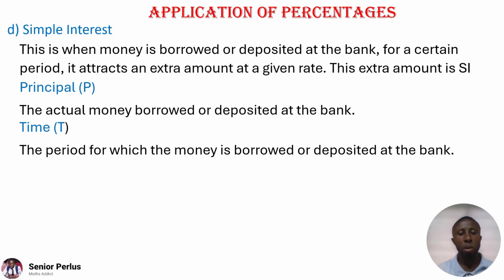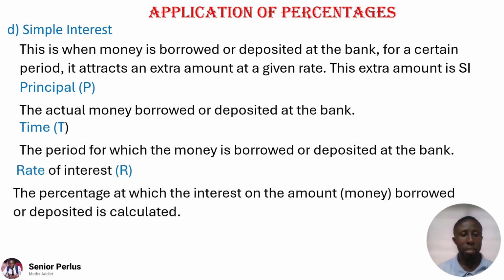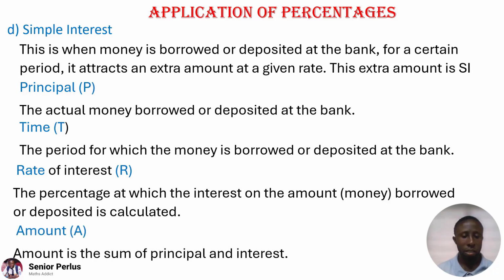Time is the period for which the money is borrowed. The rate of interest is the percentage at which interest is charged on the amount borrowed or deposited. And we have the amount, which is the sum of the principal and interest. I am interested in the amount because I use it for compound interest.